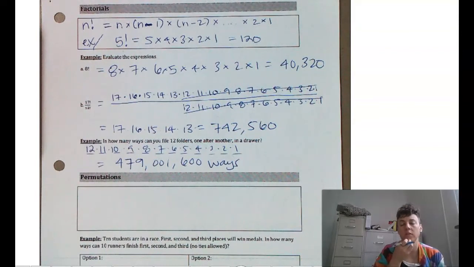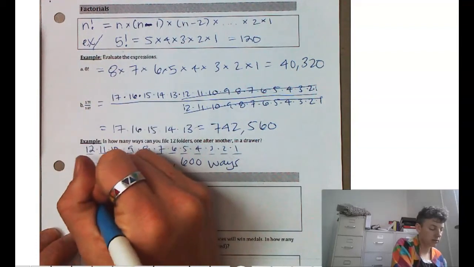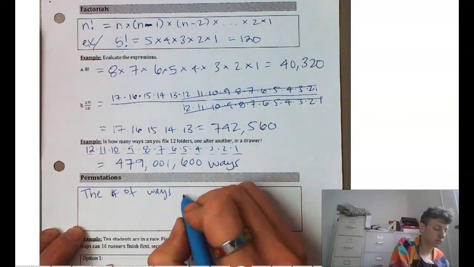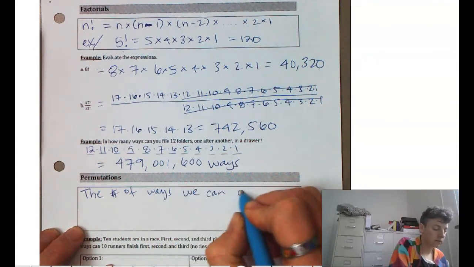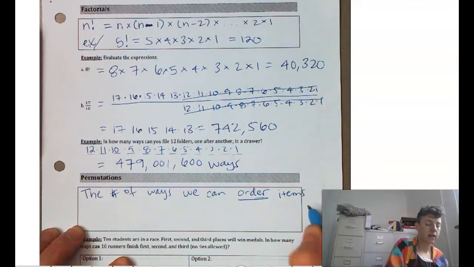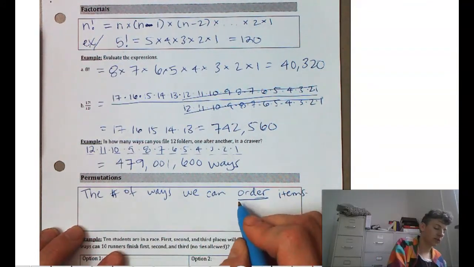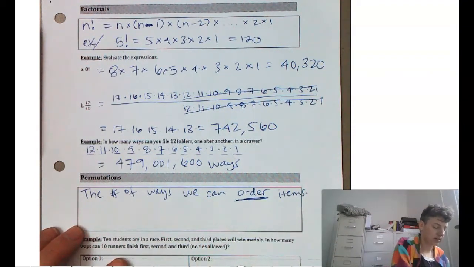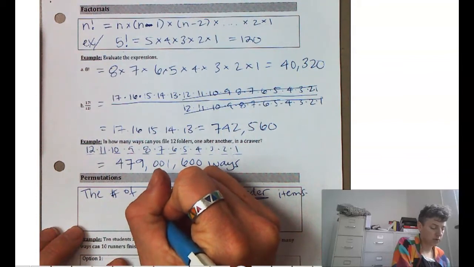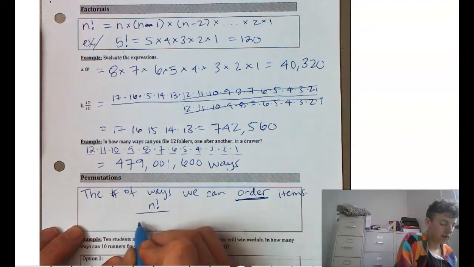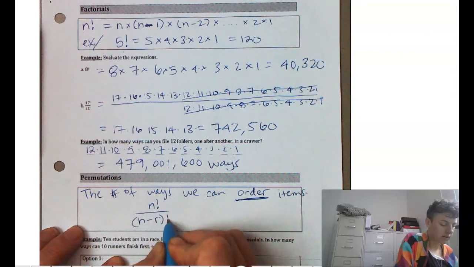Alright, so one of the ways these factorials come into play is in permutations. Permutations are the number of ways we can order items. That word order is really important, so keep that in mind. And the formula for a permutation is the total number of things that we have, n factorial, over n minus r factorial.